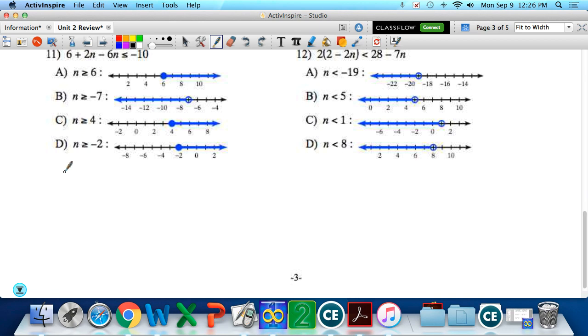Number 11, we have 6 plus 2n minus 6n is less than or equal to negative 10. And guys, please, we've been doing this all semester. Whenever you see two things on the same side that you can combine, go ahead and do it first. Clean it up. This cleans up into a minus 4n is less than or equal to 10. And now we start moving pieces around. Minus 6, minus 6.